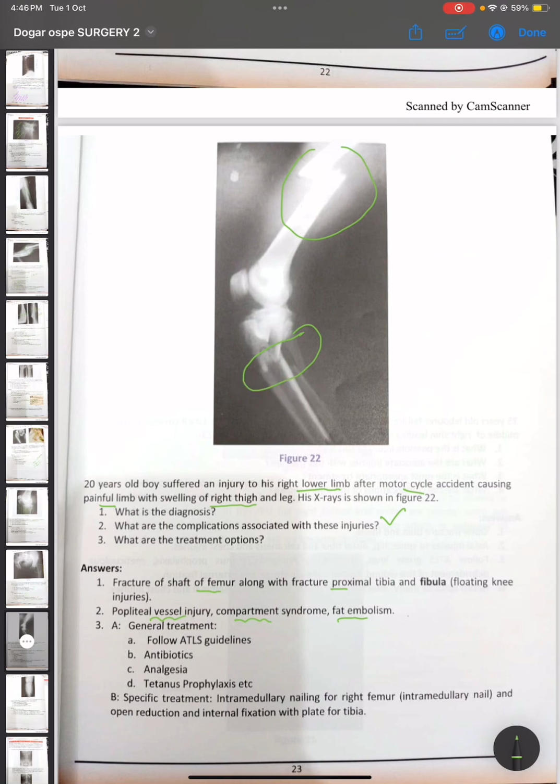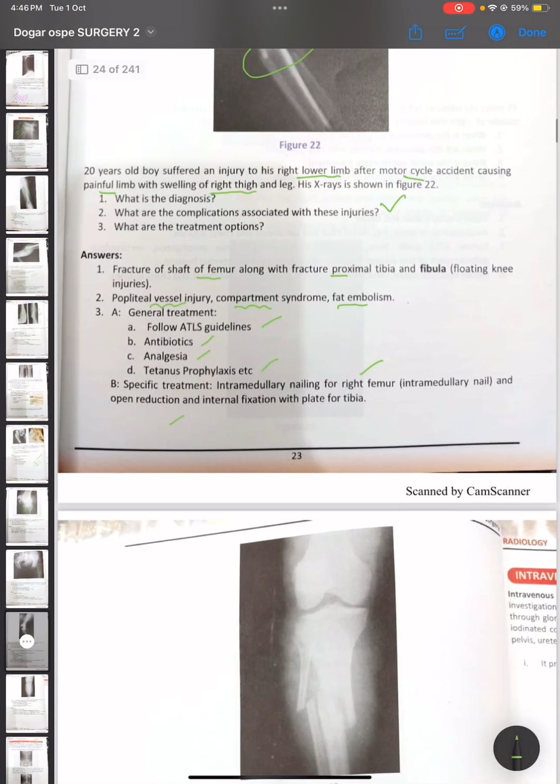What are the treatment options? Follow ATLS guidelines, antibiotics, analgesia, and tetanus prophylaxis. For specific treatment, intramedullary nailing for the right femur, and open reduction and internal fixation with plate for the tibia.